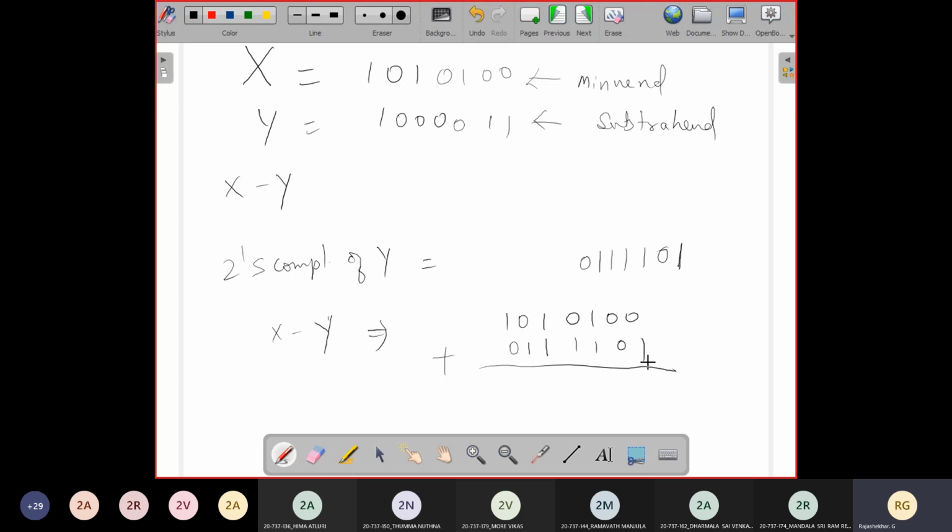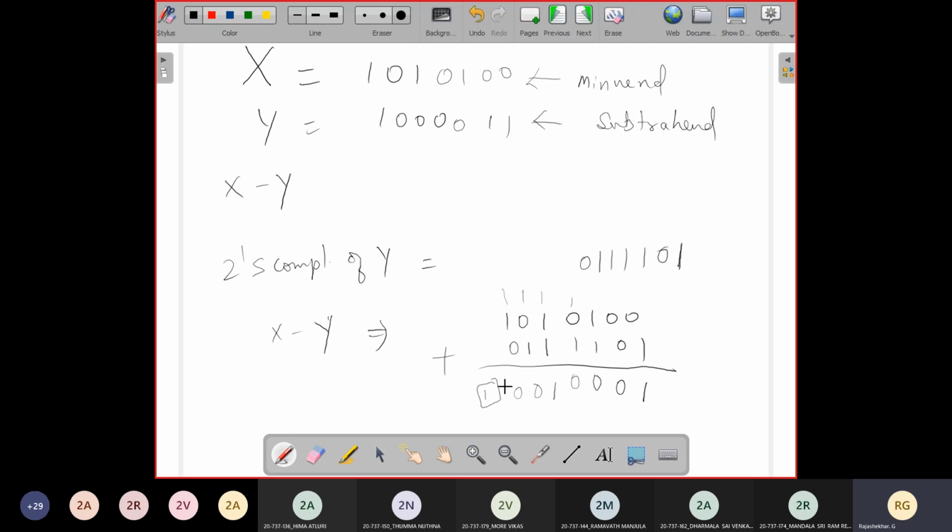Now, so this will be 1, this will be 0. 1 plus 1 is 2. 2 in binary, how do you write? 1 0. So 0 comes here, 1 goes here. So 1 plus 1 is 2 once again. 0 comes here, 1 goes here. 1 plus 1 is 2. 2 plus 1 is 3. 3, how do you represent in binary? 1 1. So 1 comes here, 1 goes here. 1 plus 1 is once again 2. 2 in binary is 1 0. So 0 comes here, 1 comes here. Now 1 plus 1 is 2. 0 comes here, 1 will be the carry.